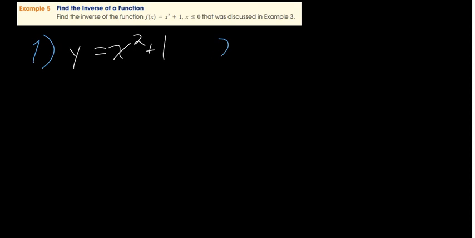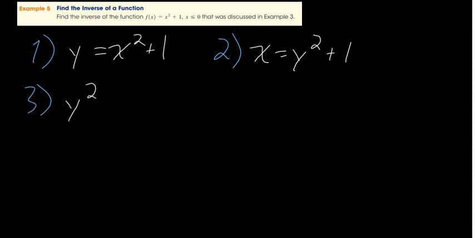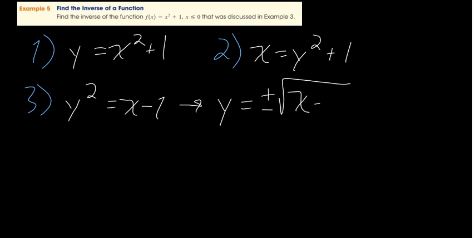Step 2, we interchange x and y. So we're going to have x equals y squared plus 1. Step 3, luckily this is a nice sigh of relief, it's going to be pretty easy to solve for y. Let's put the y squared on the left side and subtract 1, so we have x minus 1, and so y is equal to plus or minus the square root of x minus 1.